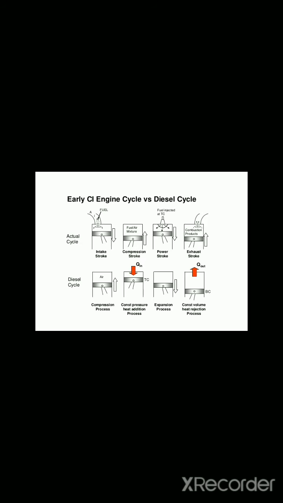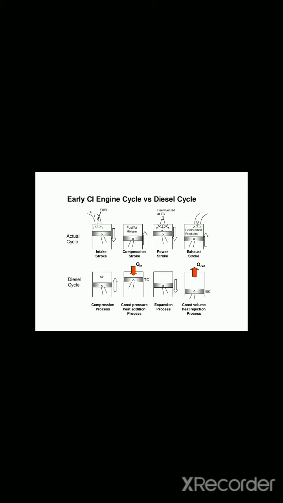The overall process of early CI engine cycle versus diesel cycle: in the first row we have the actual cycle, and the second row is the diesel cycle. In the actual cycle, the fuel is taken in during the intake stroke, that is the first step. The second step is the compression stroke, in which fuel and air are mixed. Then the third step is the power stroke, where fuel is injected at TC, and the last step is the exhaust stroke, in which the combustion products go outside. So these are the actual cycle.